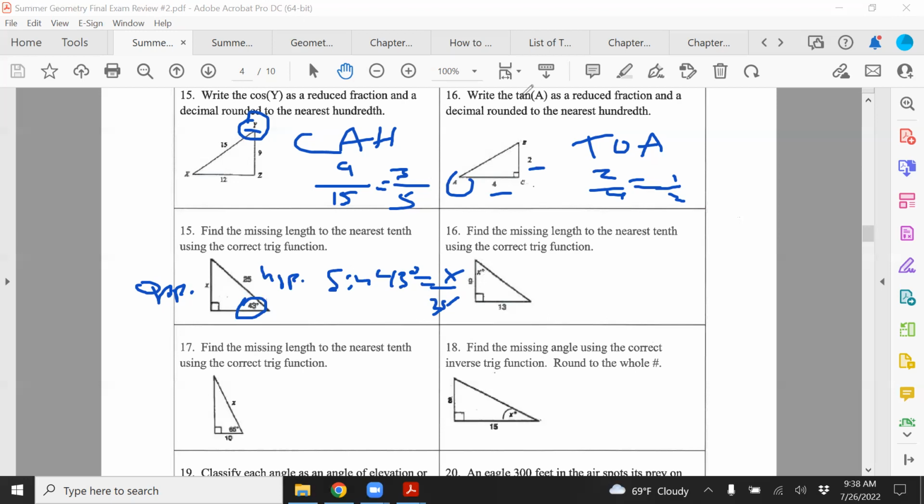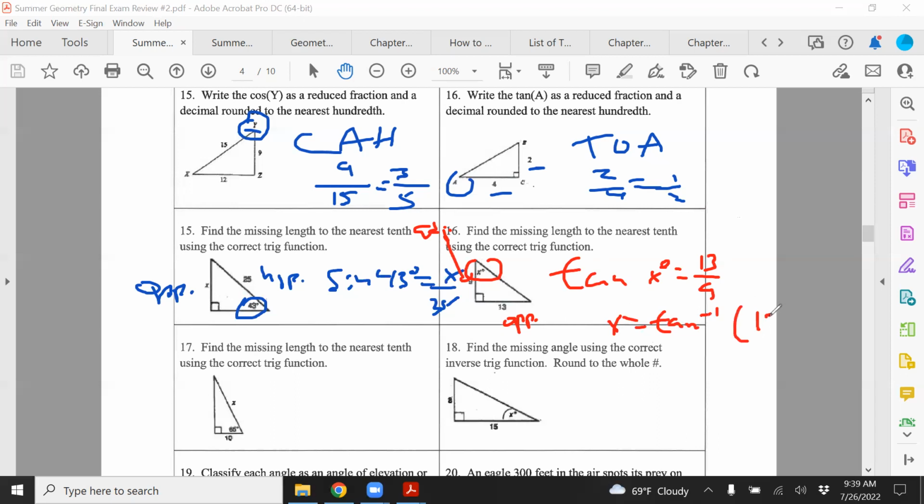16. You have X degrees, so you don't know what X is. But 13 is clearly opposite. And 9 is clearly adjacent. So O and A, which one uses O and A? TOA. So you can say tangent of X degrees equals 13 over 9. And then how do you solve for X? You have to do an inverse tan.